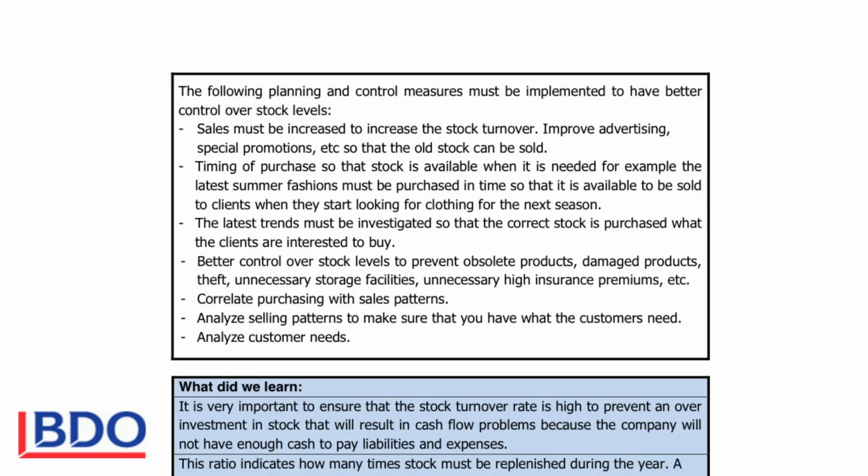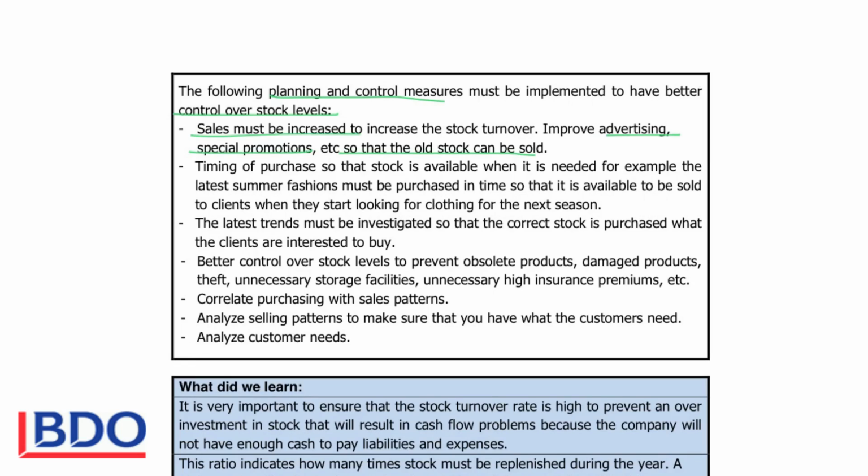The following planning and control measures can be implemented to have better control over your stock levels. Sales must be increased so that you can increase your stock turnover, because the goods are sold more regularly, so you have to replace it more often. This can be done by improving the advertising, to have special promotions, for example, 2 for the price of 1, to have annual sales so that all your old stock can be sold.